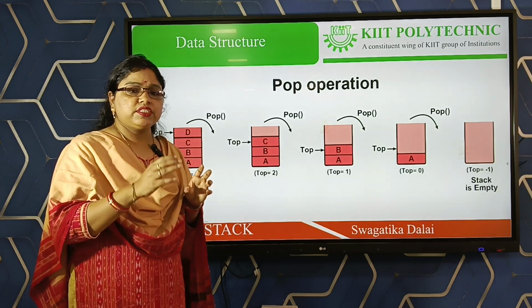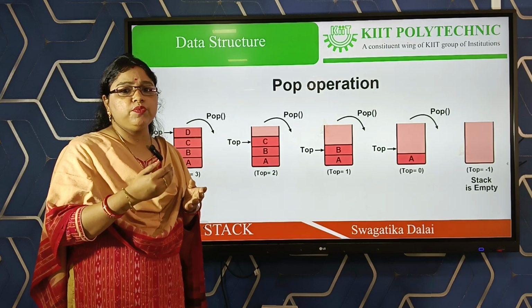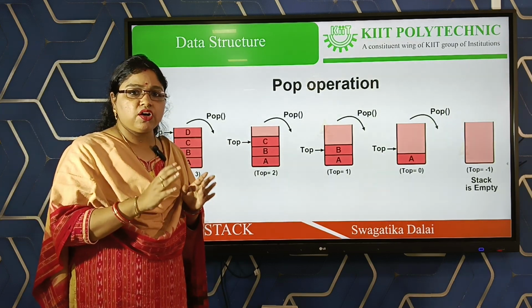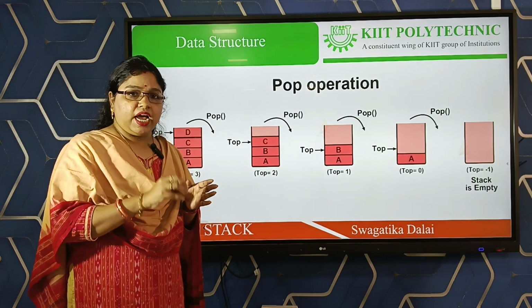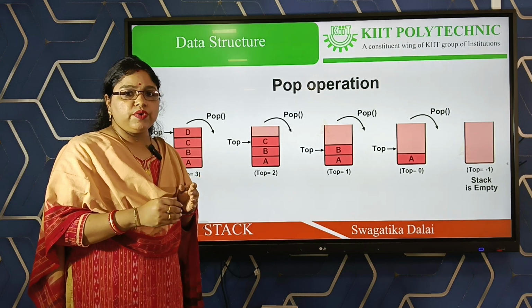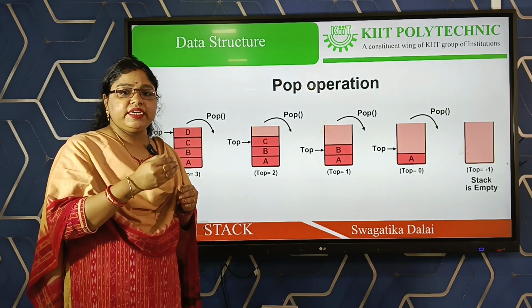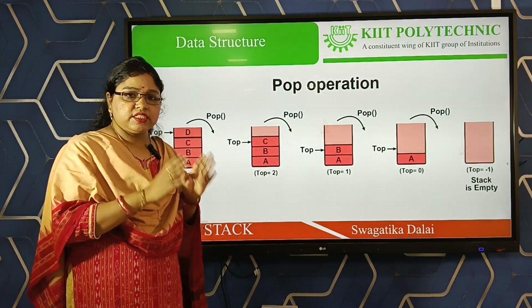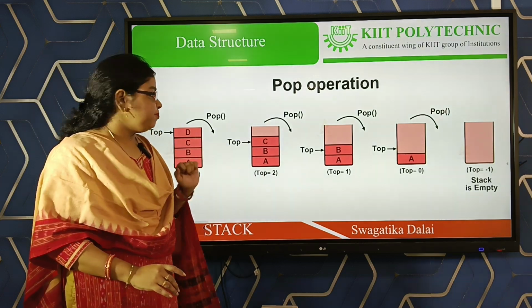That means if the stack is empty, how can we remove an element from that stack? That kind of error is known as stack underflow error. If stack underflow error occurs, then we cannot perform any pop operation. Otherwise, the top will be decremented by 1, and we can understand this concept by seeing this example.